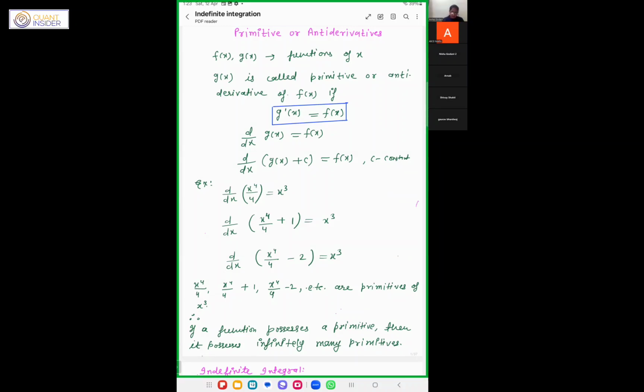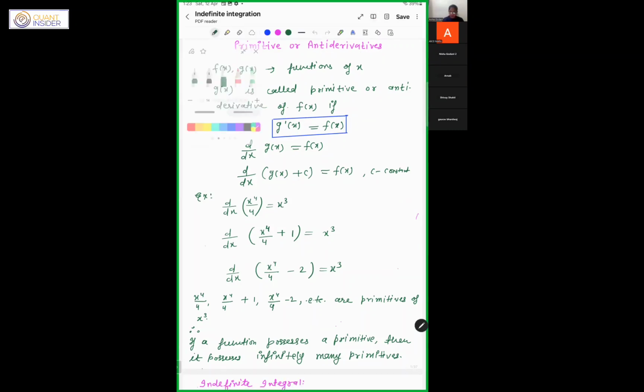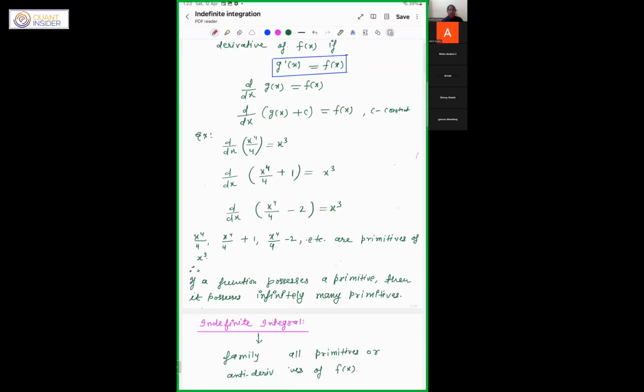First, see this example. If you differentiate x to the power 4 by 4, what will you get? You have 4x to the power 3 upon 4, the 4s cancel out. So you have x to the power 3. So differentiation of x to the power 4 upon 4 is x cube.